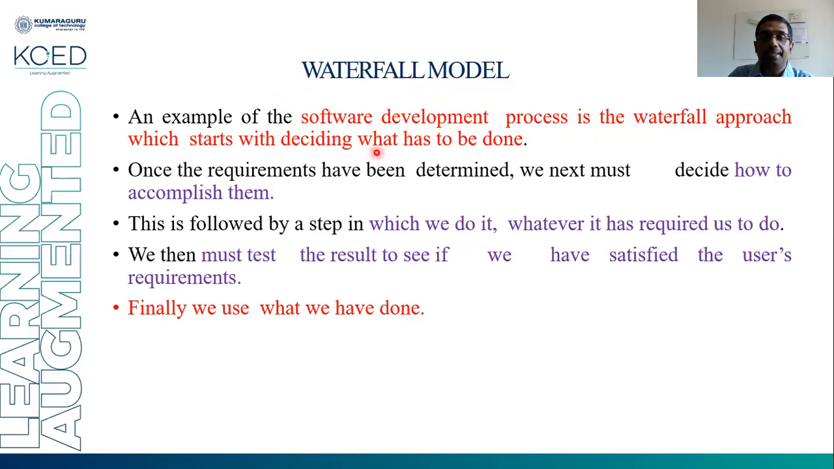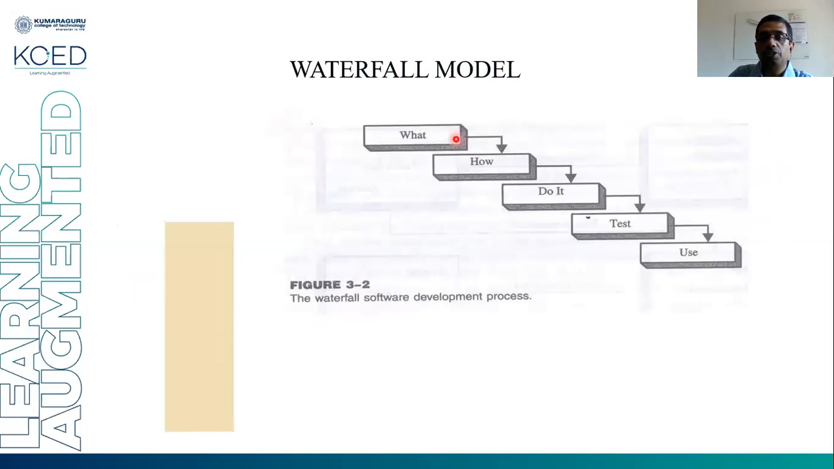It starts with deciding what has to be done. Once the requirements have been determined, all the requirements are frozen. We must decide how to accomplish the requirements. This is followed by a step in which we do what was required of us. We must test the result to see if we have satisfied the user requirements. Finally, we use what we have done, so what is developed is used in the final step. So you see, it is a step-by-step approach. First, what is to be developed?